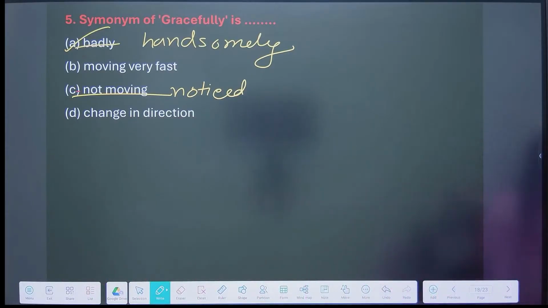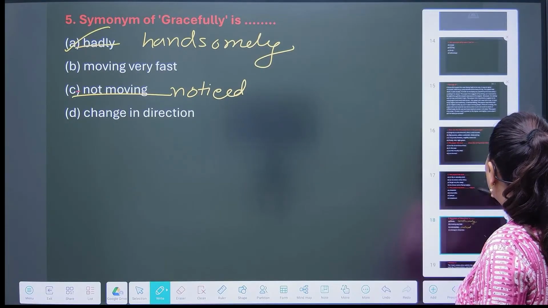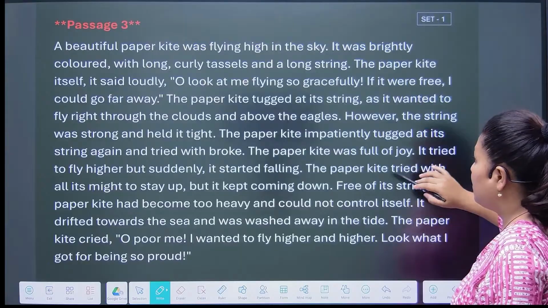Okay. So the questions of passage number 3 are done. Now we will see some other questions from the passage besides the 5 questions. Okay.